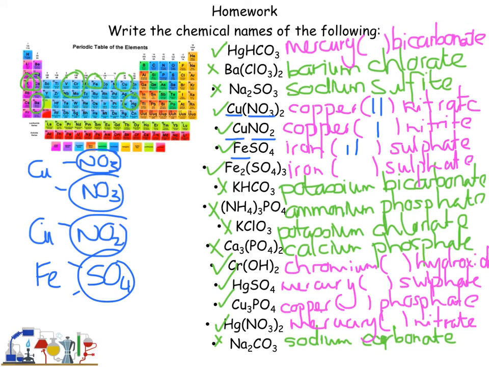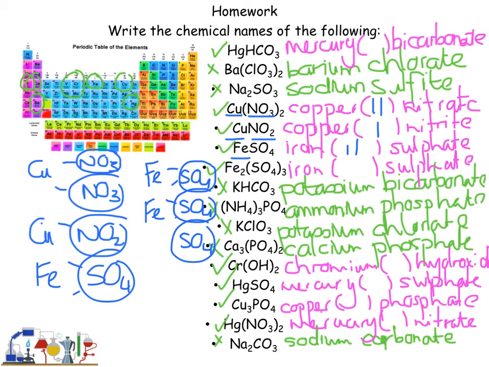Iron sulfate again, except that this time I've got 2 irons and 3 SO4s. So those SO4s each come with 2 arms. So I've got 6 arms altogether and 2 irons to distribute those 6 arms over, so they each need 3 arms. Then we've got chromium hydroxide.